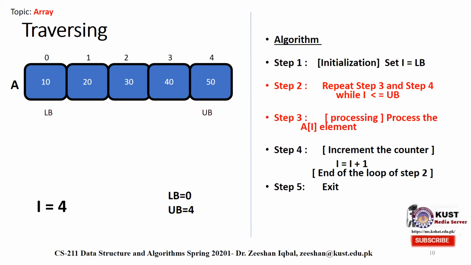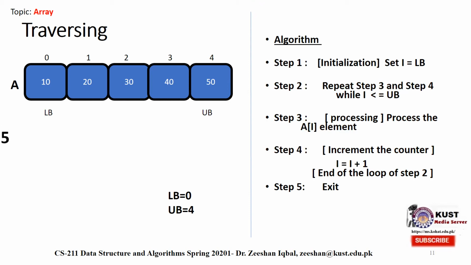In step 3, we have to process the element at the ith position, that is 4. So we can process now A of 4, that is 50. After the processing of step 3, we will move to step 4 by incrementing the value of I by 1. So the new value of I will be 5. Again the control will return back to step number 2 for the execution of the while loop.